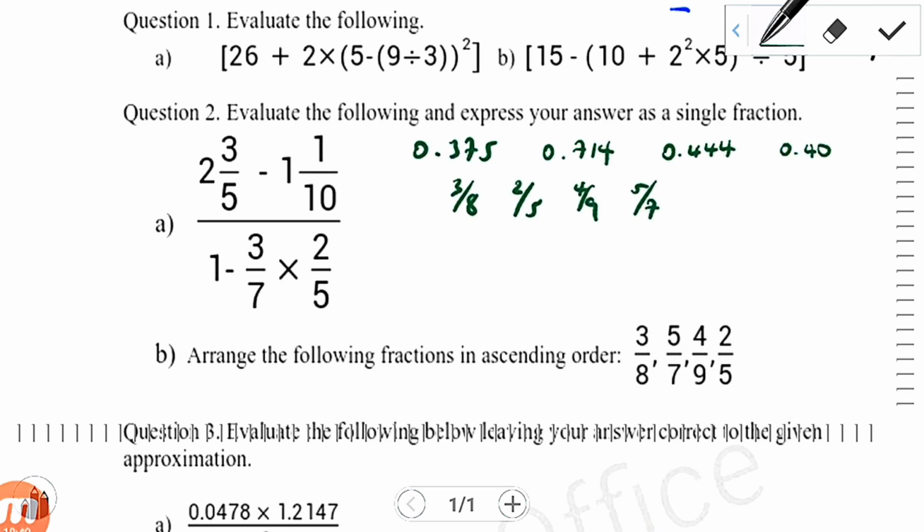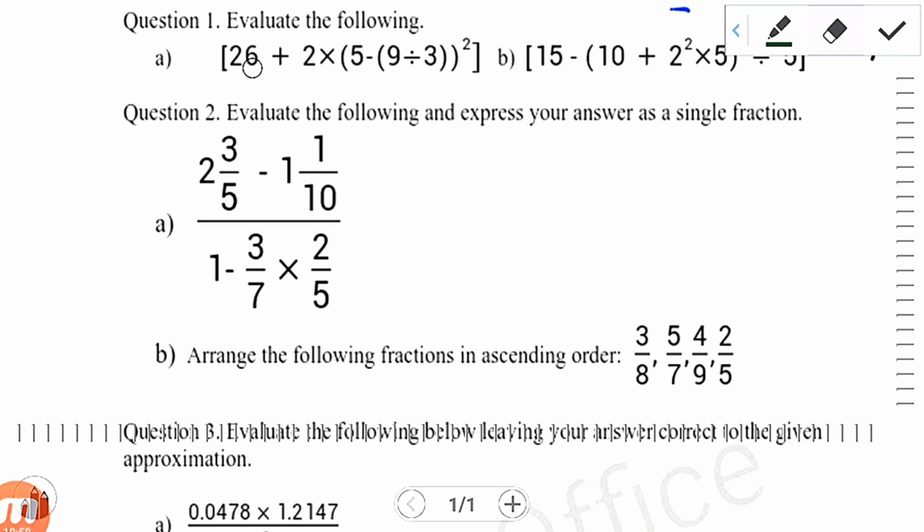So that would have been a very quick and easy way. As I said, there wasn't any specification as it relates to the method to use, so you could actually use your calculator as a guide to arranging these fractions in ascending order. Now, of course, that's not the method that I showed my students. I showed my students an LCM application method.